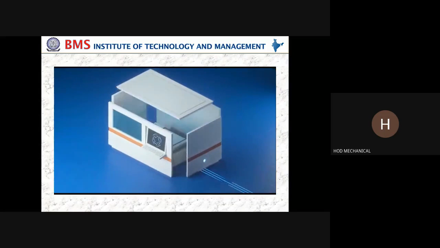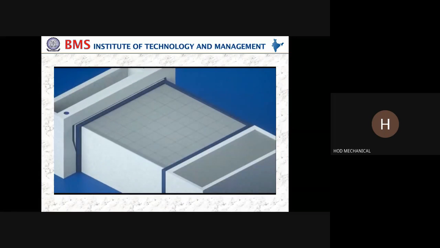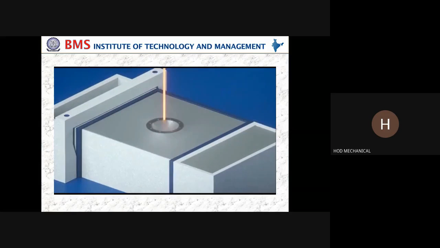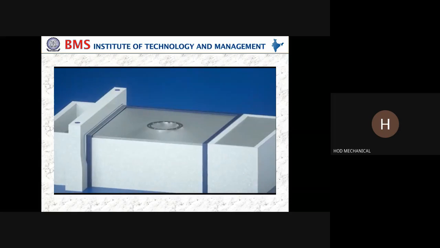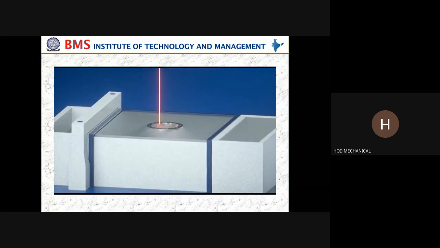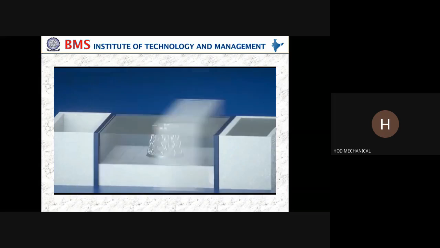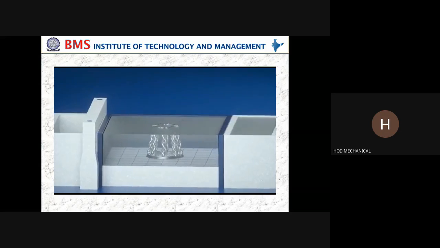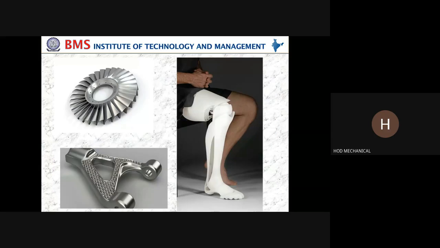This is the machine, which builds layer by layer, one layer on top of the other. We use the laser. Now one layer has been built, then you lower it, and one more layer is built. Like that, layer by layer you keep on building the material, by which you will get the work part. This is basically called additive manufacturing.